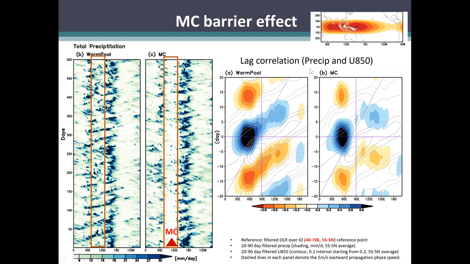Then we compute the lag correlation, and it shows that in the warm pool simulation, the MJO-like signal propagates well through the Maritime Continent, while with this cold aqua mountain, it does not.